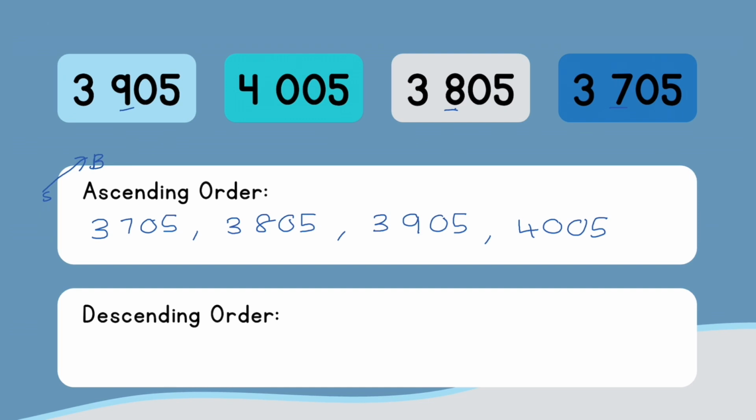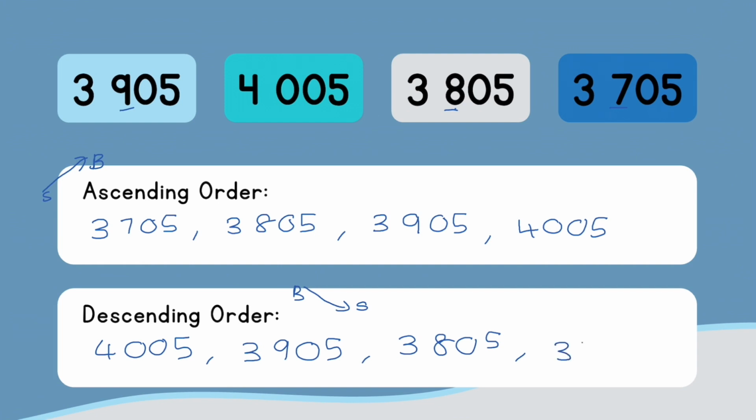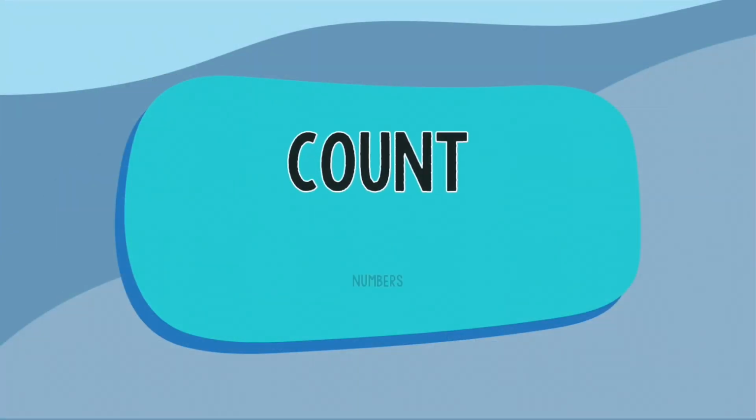Now from the same number cards, we move to descending order. That means from big to small. Directly, we know 4 is the biggest number, the largest number. So the first number here will be 4005, the largest number, followed by a smaller number, which is 3905, and then the third number will be 3805, and the smallest number will be 3705. As you can see, if we arrange numbers in ascending order, it is vice versa for descending order.